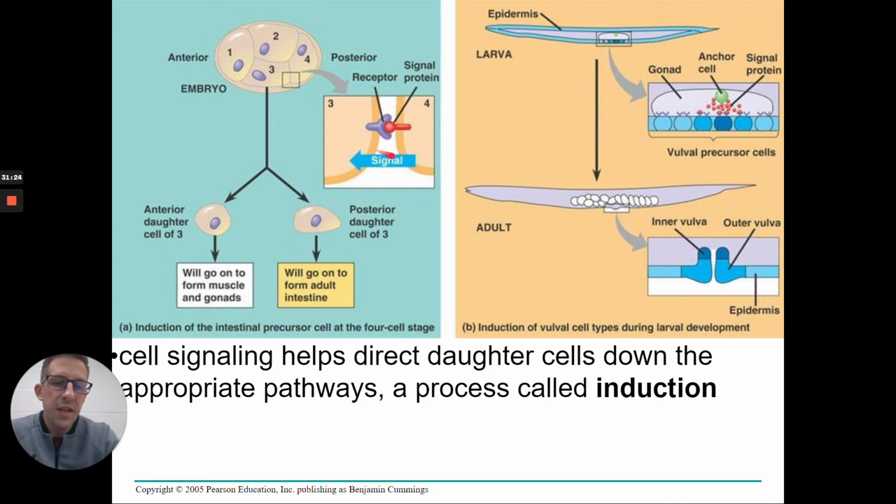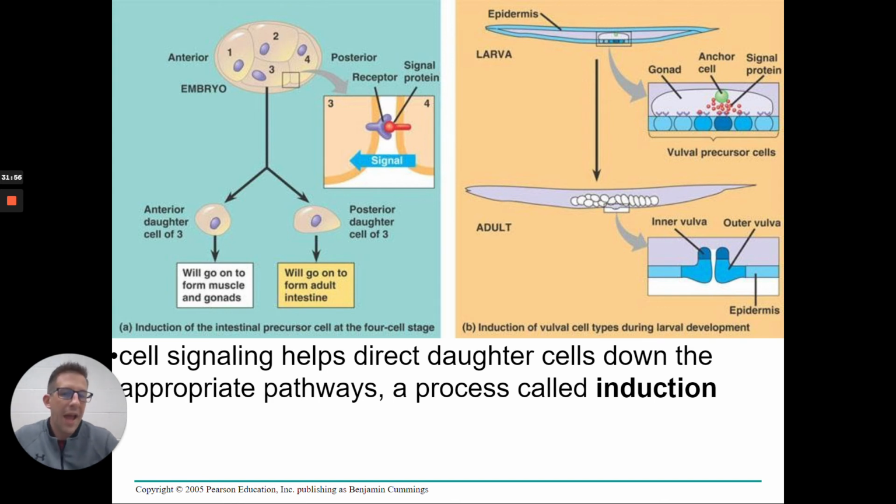One of the things researchers can do is mess with nature a little bit. They can remove cell 4 right before this signal is sent, and witness what happens to the developmental fate of the daughter cells of cell 3. Upon the next division, when there's no signal, the nematode doesn't get intestines. That's not very nice of it, but that's what happens. If you don't get the signal, you don't get intestines.